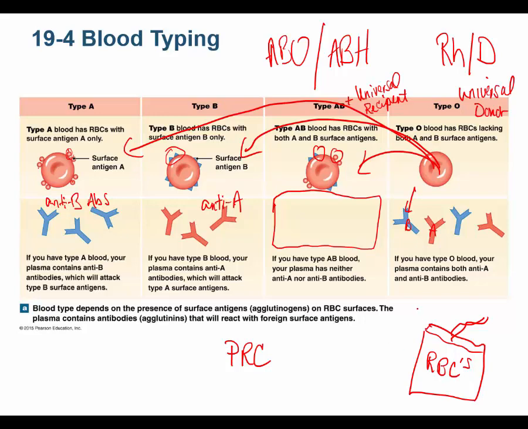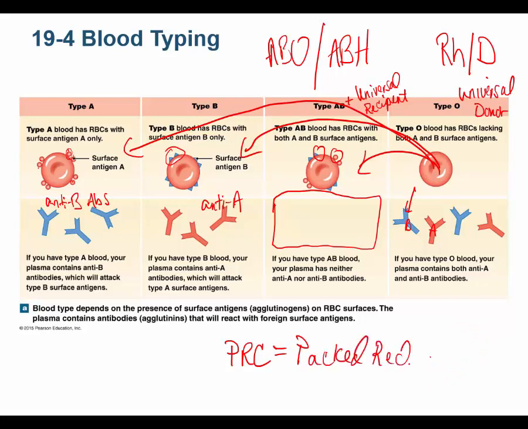The unit of blood that you transfuse into a patient is packed red cells. Right here it is, packed red cells. That's what you transfuse into a patient, packed red cells. Okay, so AB is the universal recipient and O is the universal donor.